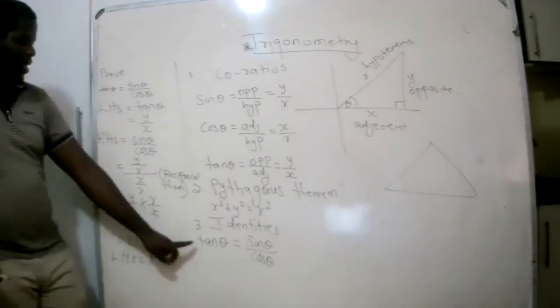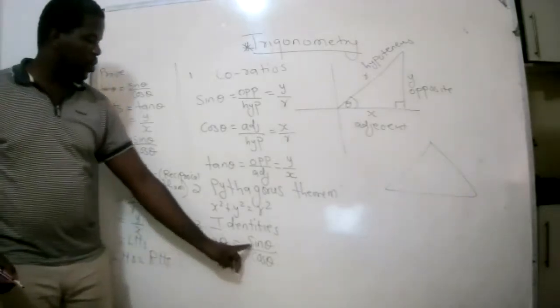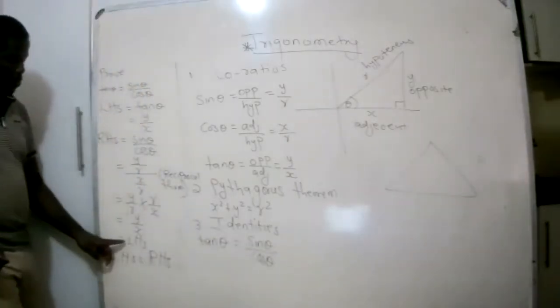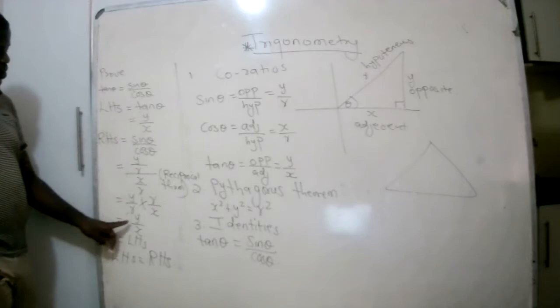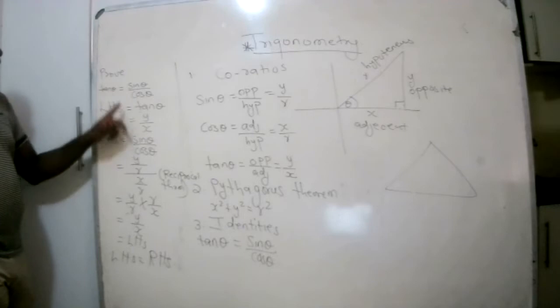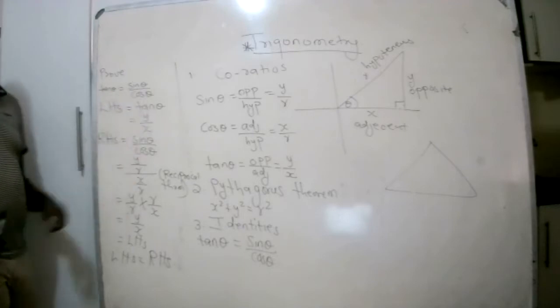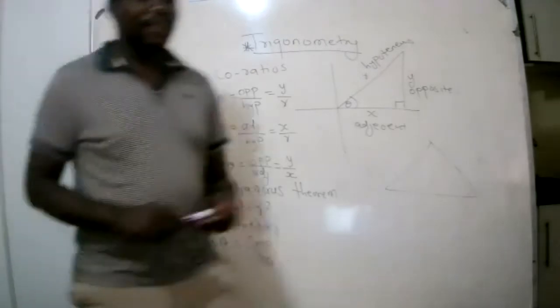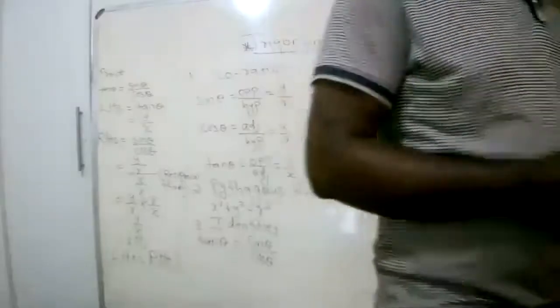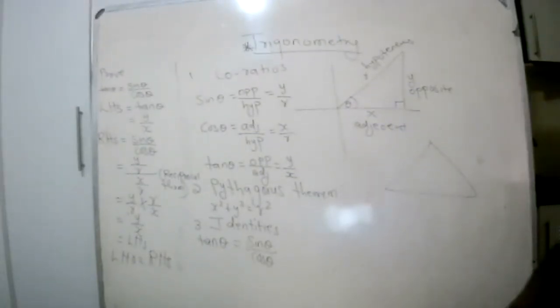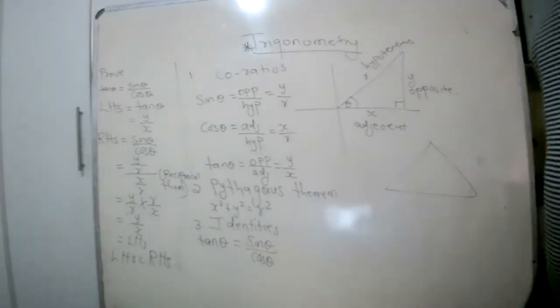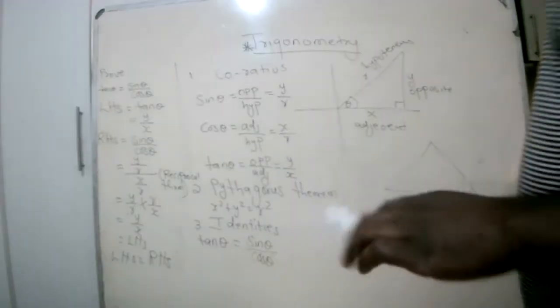So now we have proved the identity that tan theta is equal to sin theta over cos theta. We proved that indeed the left-hand side, which is y over x, is the same as the right-hand side, which is y over r over x over r, which means tan theta is equal to sin theta over cos theta. Are we together on that one? Yes. Are we together? Yes. All right, let's move forward. So that is the first identity.